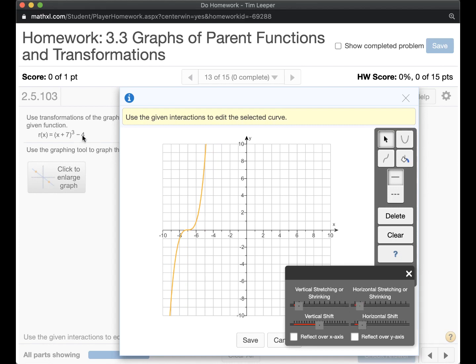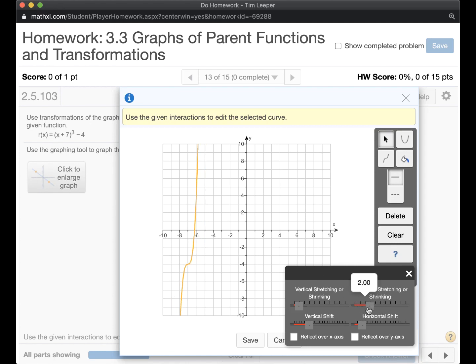Good. Now this minus 4, notice that it's outside of the parentheses, which means that is a vertical shift, and that is minus 4, so we go down 4 as well. And then there is our actual function. If we wanted to stretch it vertically, we have that right there. Now, if you go down to 0, it's always going to be a line. Be careful with that. You want to go to 1 if you ever mess with that. And it doesn't have a vertical stretch or shrink here.